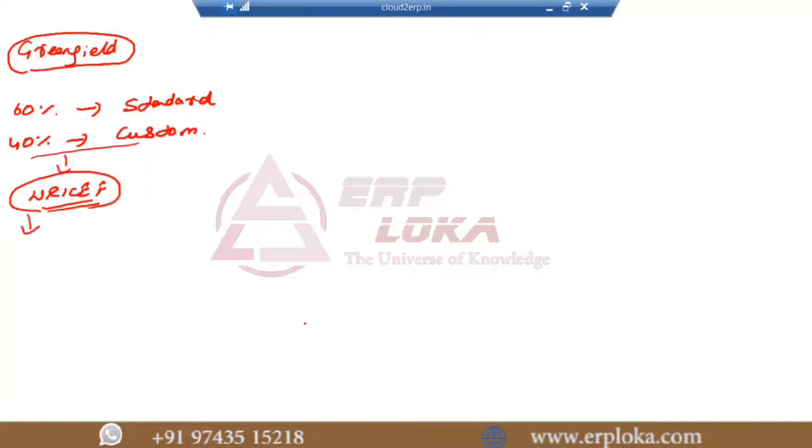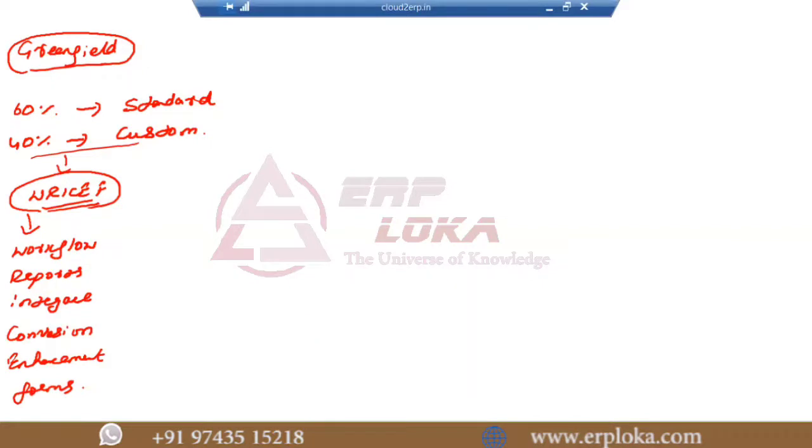RICEW is nothing but W is workflow, reports, interface, conversion, enhancement, and forms. Now, why are they going for custom? Think that whenever I say workflow, whenever a PO is created, an automatic email should get triggered to a concerned person. That is not possible in SAP, that is not standard in SAP. So we are going to create a custom.